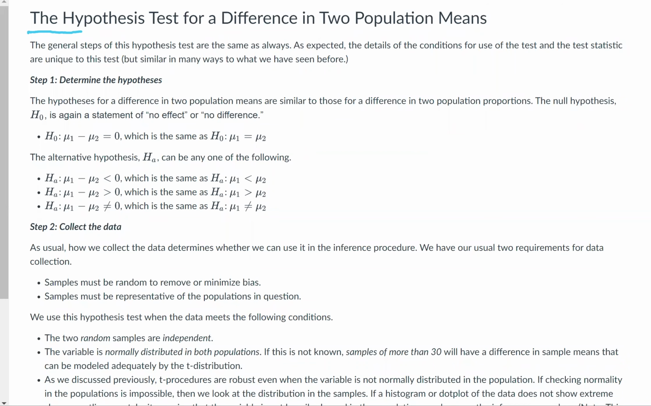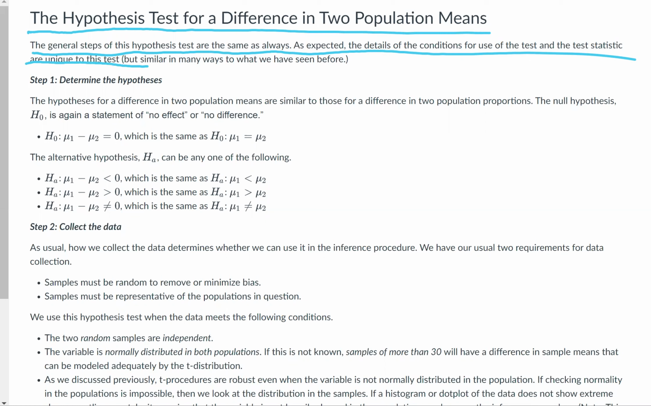On this page, we'll talk about the hypothesis test for a difference in two population means. The general steps of this hypothesis test are always the same. As expected, the details of the conditions for use of the test and the test statistic are unique to this test, but similar in many ways to what we have seen before.